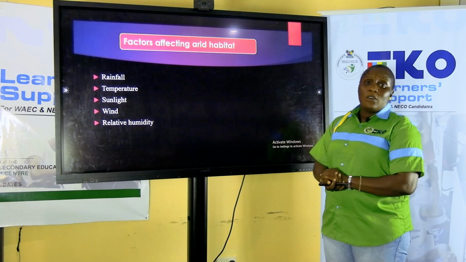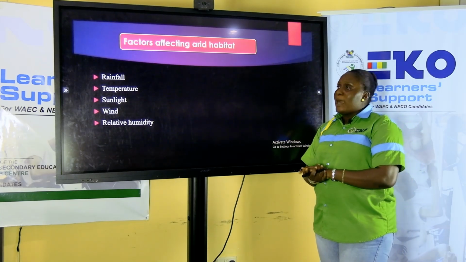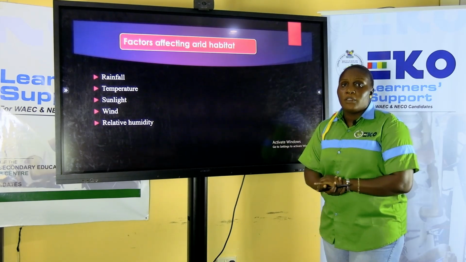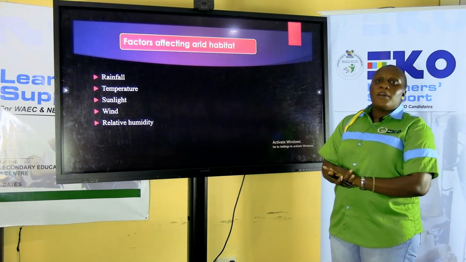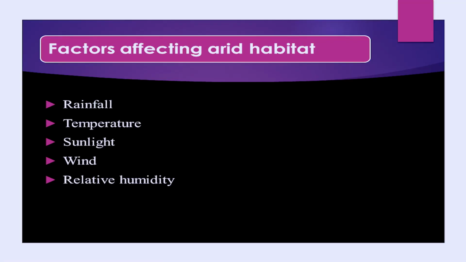What are the factors affecting the arid habitat? Number one, the rainfall. We have rainfall, we have temperature, we have sunlight, we have wind, we also have relative humidity.